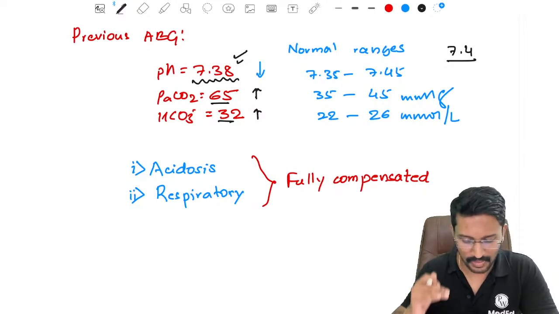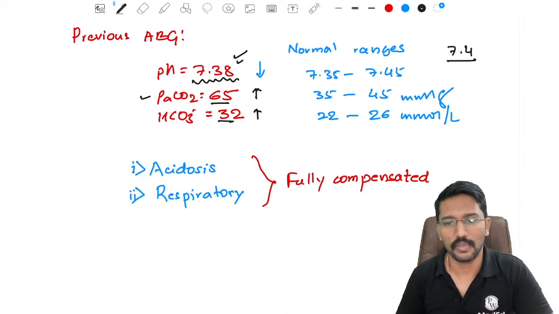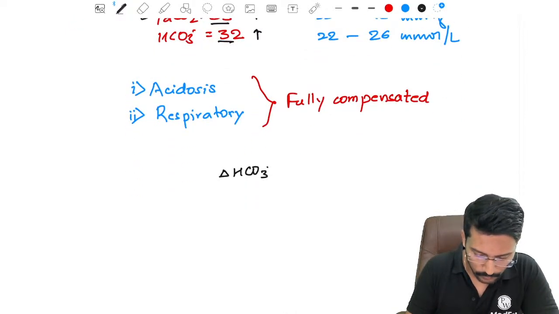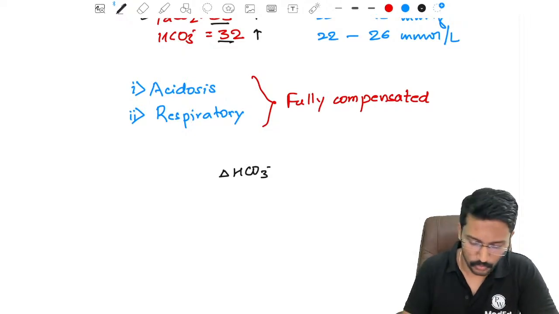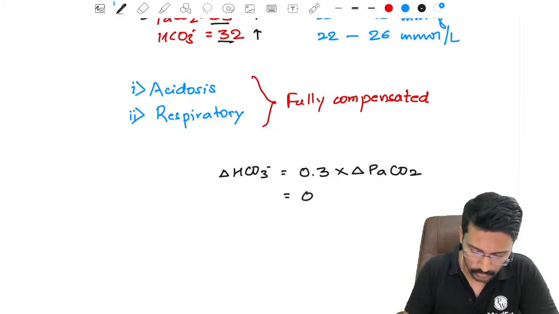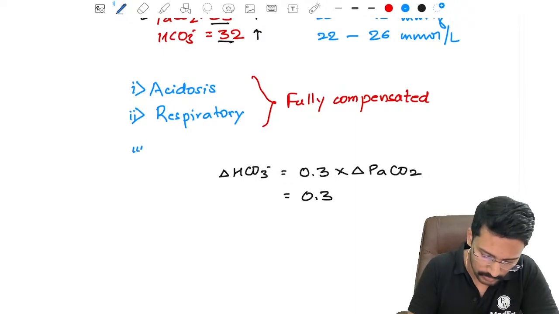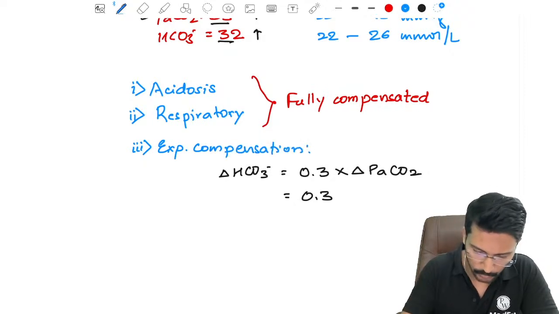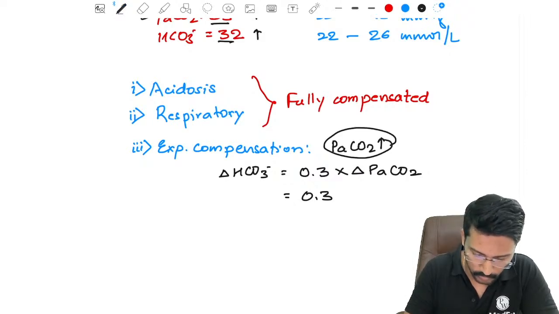Expected compensation is rise in the bicarbonate because the PaCO2 is rising. So we can calculate the delta bicarb. Okay, because it is a case of chronic respiratory acidosis, we are applying the formula 0.3 into delta PaCO2, right? So third step is calculation of expected compensation. The primary problem is rise in PaCO2, that is the primary problem. So the compensation will be in the form of rise in bicarbonate.